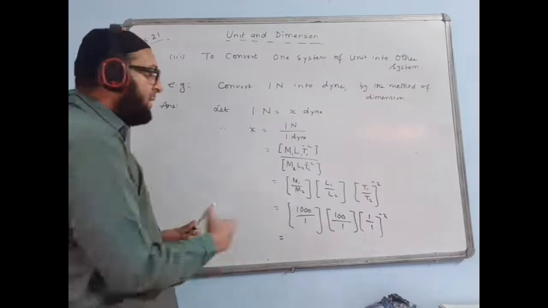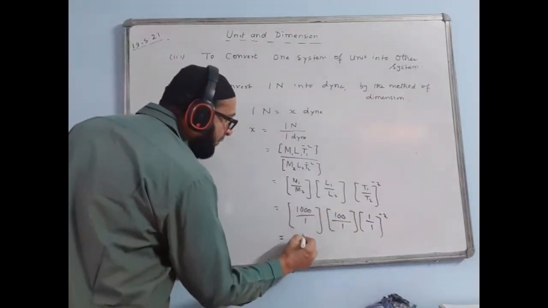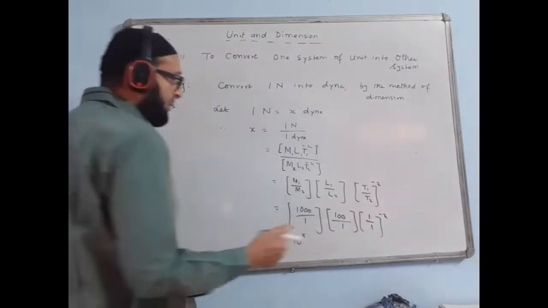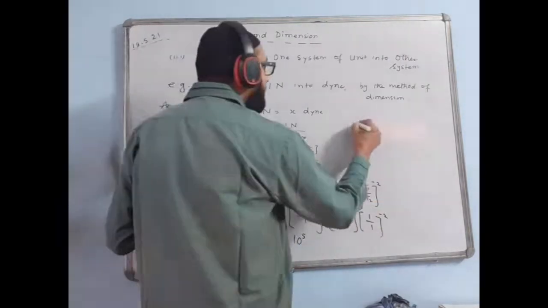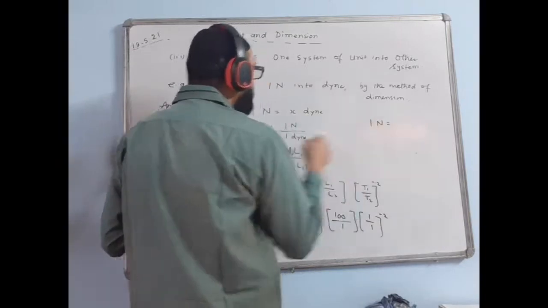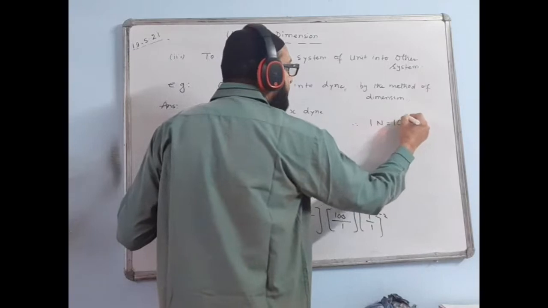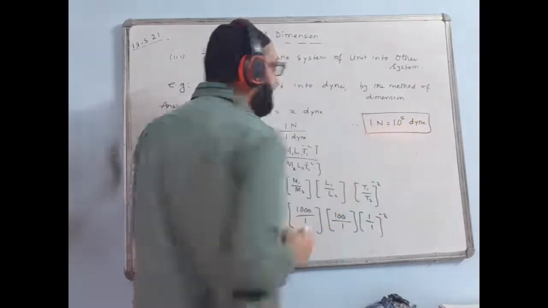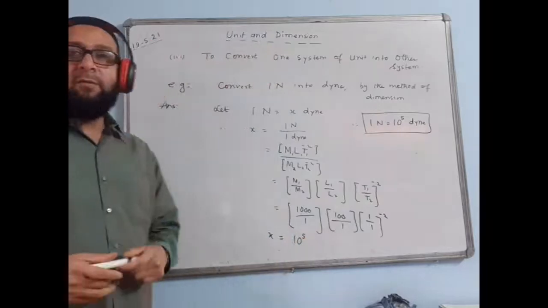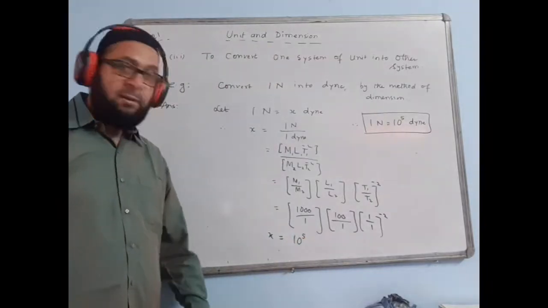Now we'll take the answer. 1000 into 100 will multiply and the answer will come 10 to the power of 5. 1 to the power of minus 2 is 1. The value of x is coming out 10 to the power of 5. Therefore, we put the value back: 1 Newton is equal to x, and the value of x is 10 to the power of 5. So this is how we are converting it. 1 Newton makes 10 to the power of 5 times. I am sure you understood it.